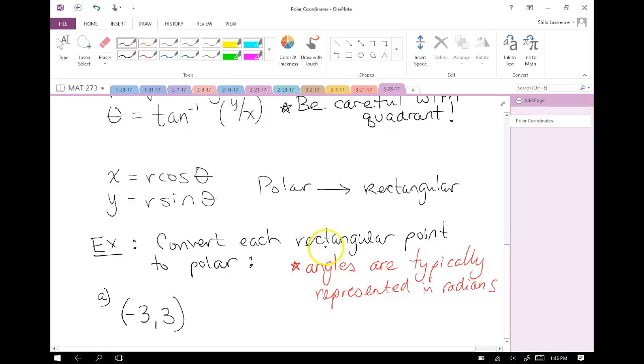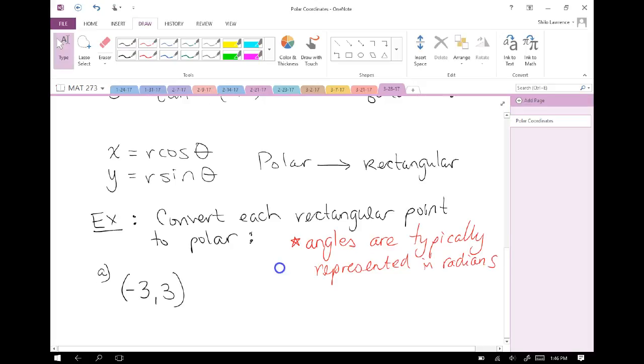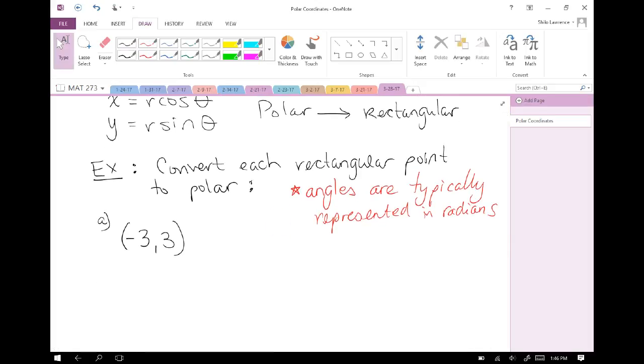So they tell us convert it from rectangular to polar. So negative 3, 3, that's an x and a y. And they want an r and a theta. And it might be helpful to plot that point to see exactly where it is, because the quadrant for theta is going to be important when we do the tan inverse.